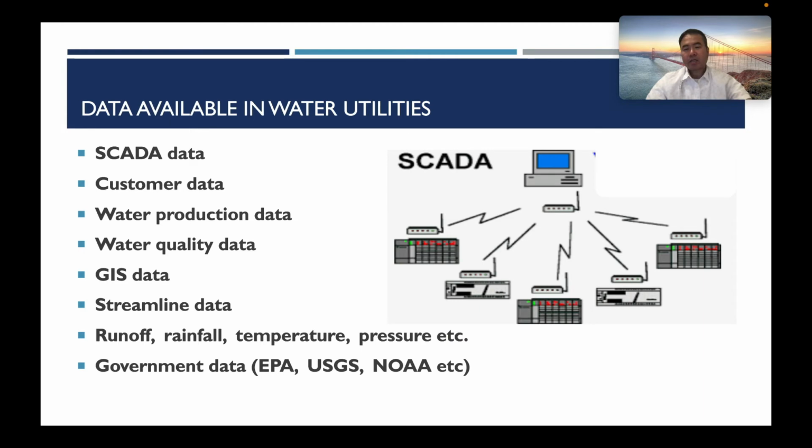So what data is available in a water utility company? SCADA data is available. SCADA data is actually the pump data, like pressure, temperature, or other operation data. Those are all recorded somewhere in the system.